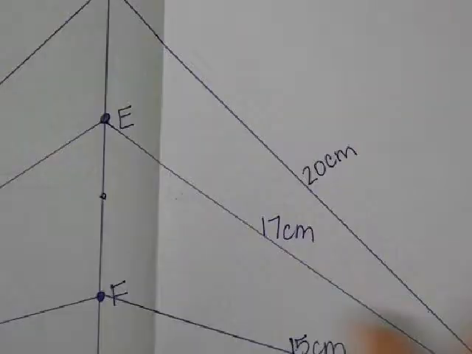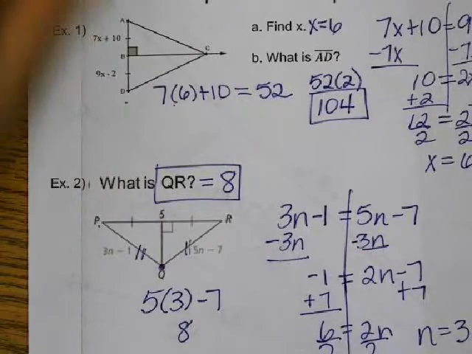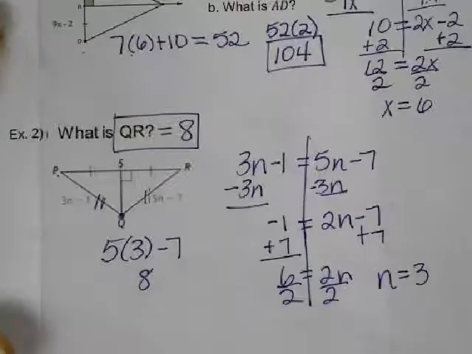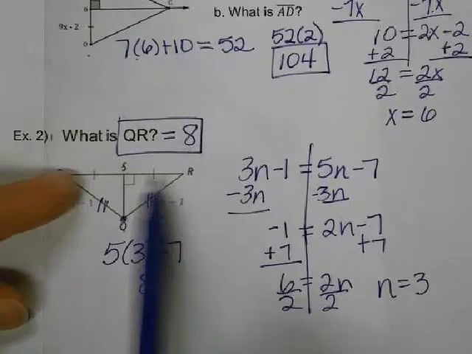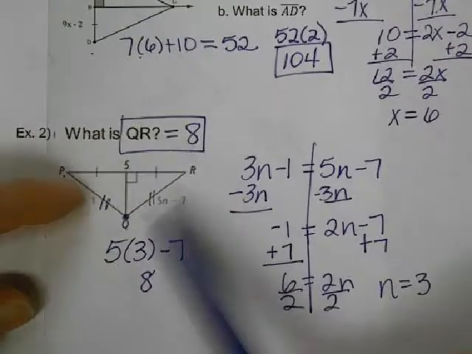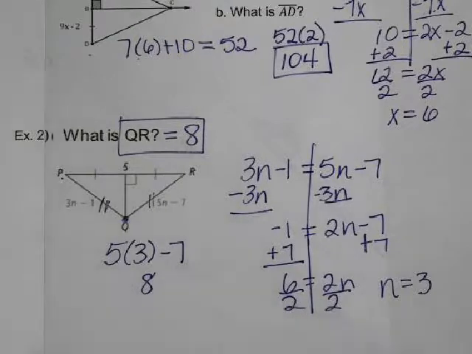Alright, moving on to the inside. Oh, we're done. Woohoo! Forgot. We don't have any more examples over this. So really and truly, if you have a perpendicular bisector, that means the segments down here are equal and the sides are equal. It's an isosceles triangle.